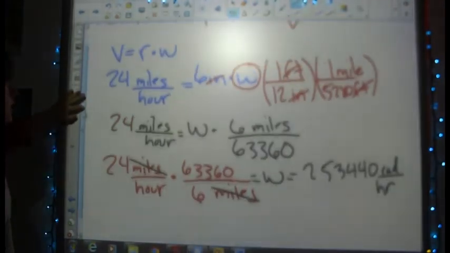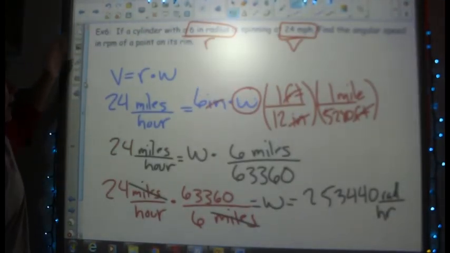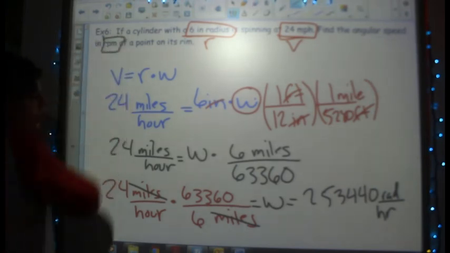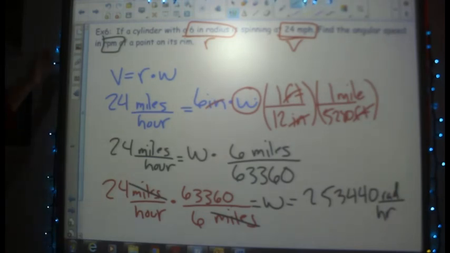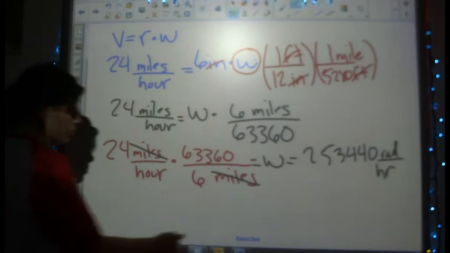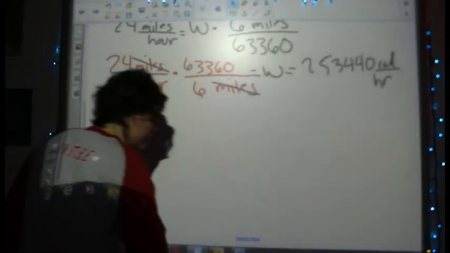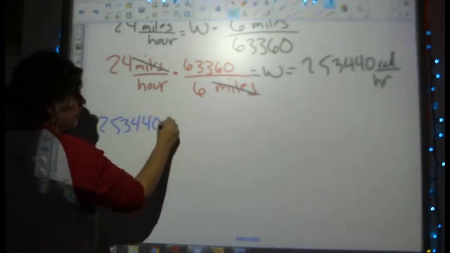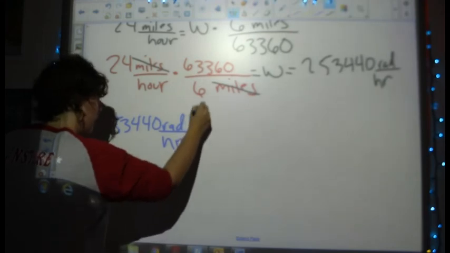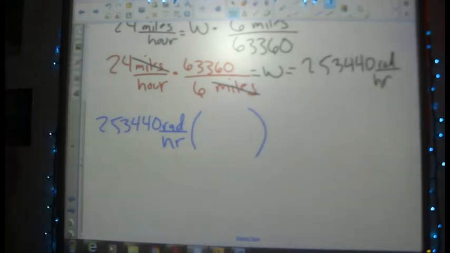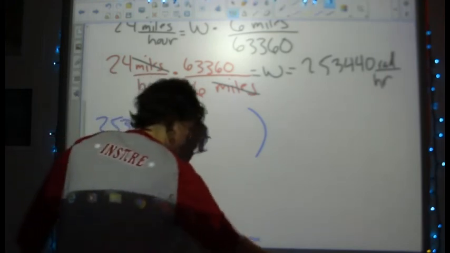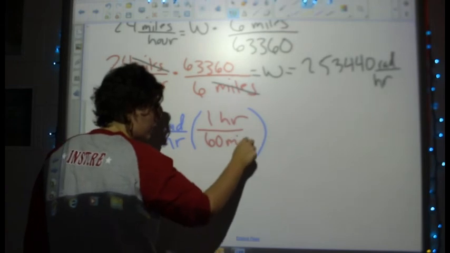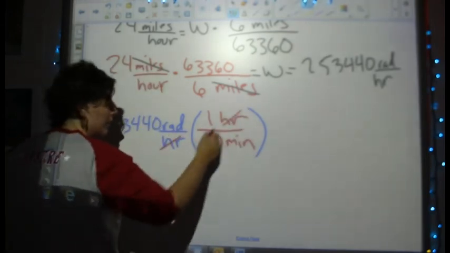But again, the important thing is to go back to the problem and find out if we answered the question appropriately. And sure enough, we didn't. Of course not. It doesn't want radians per hour. It wants revolutions per minute. So we've already done the hard part. Now all we've got to do is change the units. So we have 253,440 radians per hour. Now all I have to do is change it to revolutions per minute. Well, hours on the bottom, let's go ahead and change our hours. So that means I have 1 hour on top, and 1 hour is 60 minutes. The hours on the top and bottom cancel, so I'll be left with minutes.